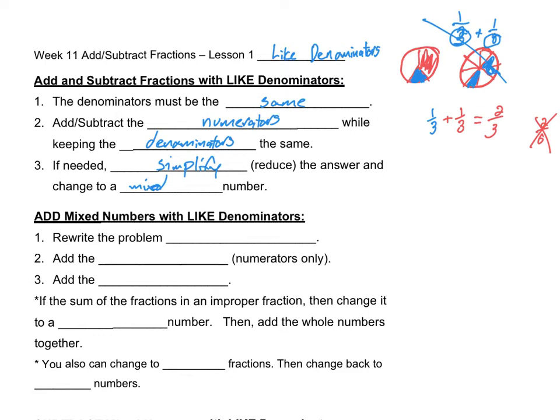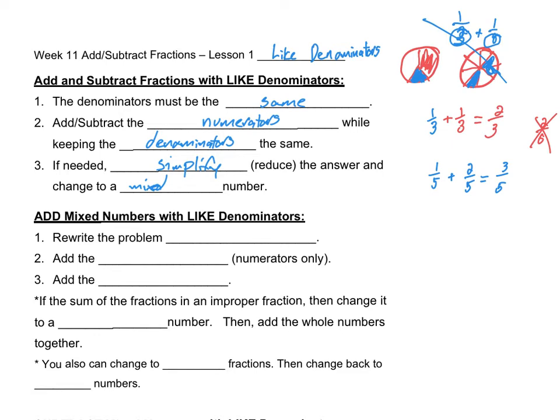All right, so let's do some examples of this. 1/5 plus 2/5. Step one, make sure the denominators are the same. They are. Next, add the numerators. 1 plus 2 is 3. And keep the denominator the same. Next step then, if needed, simplify. We don't need to simplify, it's already simplified.